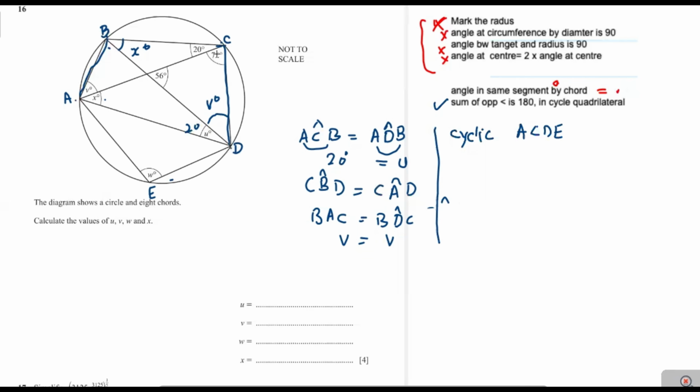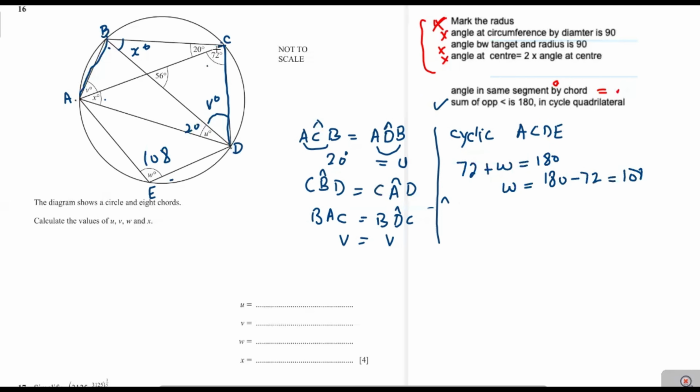Now the opposite angle, you see here, this is angle 72 plus W. This is the opposite angle, 72 and W. The sum of the opposite angles, 72 plus W, will be 180. Therefore, W is equal to 180 minus 72. That is equal to 108. Now we write it as 108.